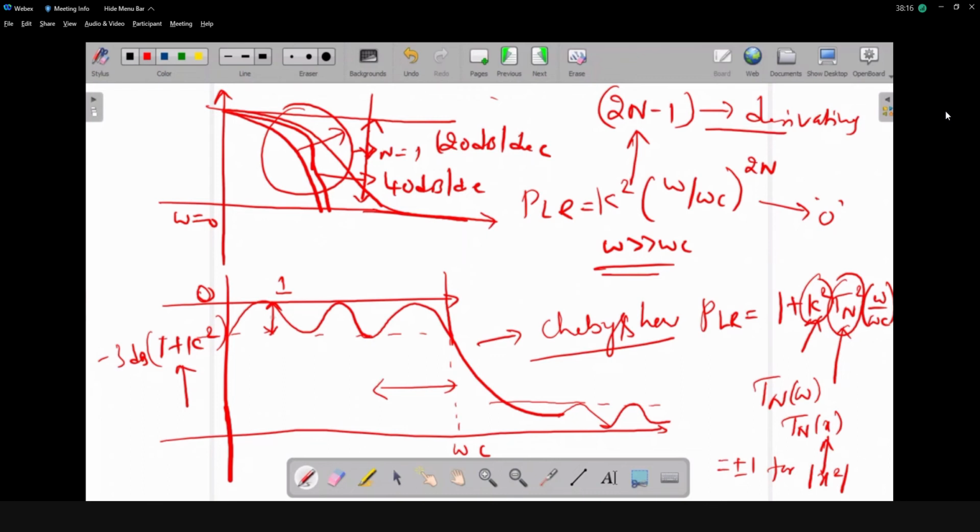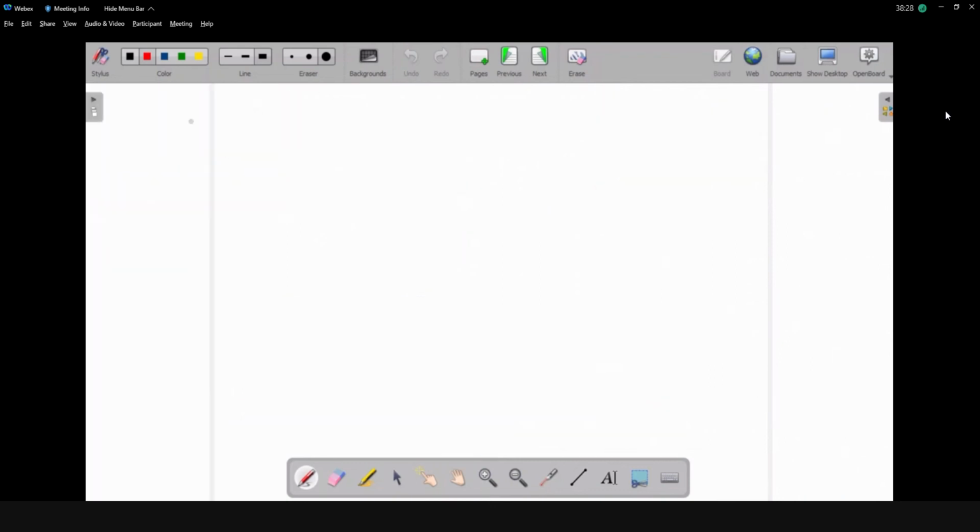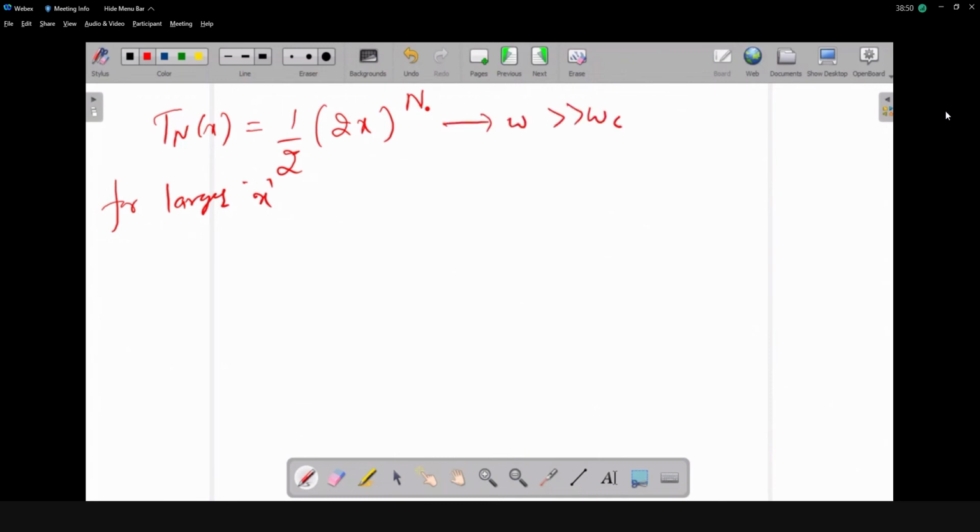Now, if you take a larger value of x here, so for the Tn of x polynomial, it will be based on the filter order and the term x. So for the larger value of x, this is for omega far greater than omega c.